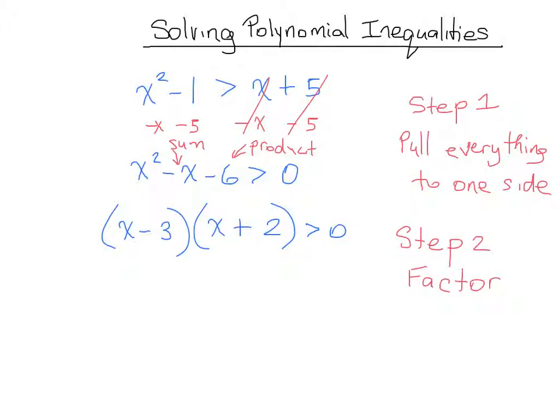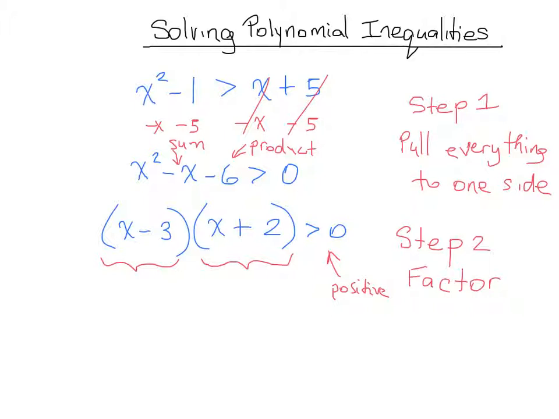But here's where it gets a little different. So we have two numbers, or two expressions rather, that are being multiplied: x minus 3 and x plus 2. And when the two are multiplied, our answer is greater than 0. Now, what's another way of saying greater than 0? Yes, another way of saying greater than 0 is positive. So we have two numbers being multiplied, and the answer is positive.